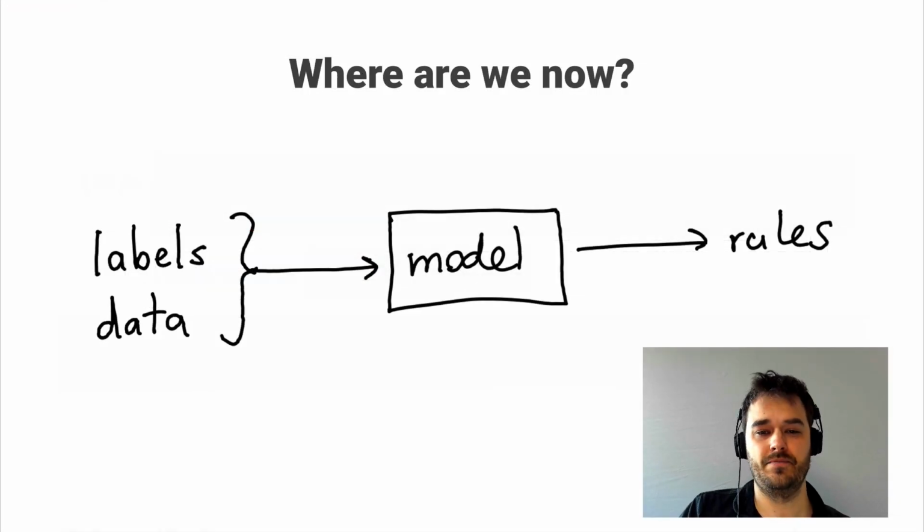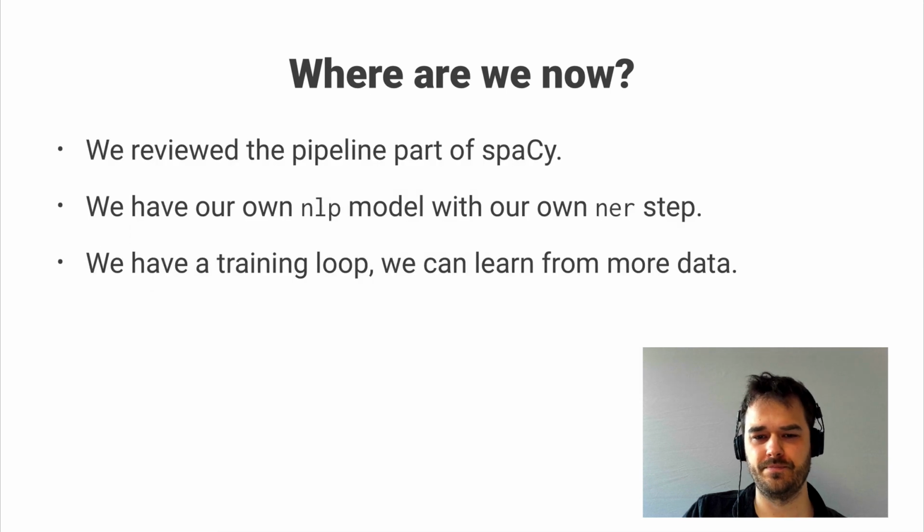So where are we now? Well, we did it. We took our labels and our data, and we created a model that now has internal rules that will allow us to make predictions. It's kind of hard to understand this model, and we've not really taken an effort to, so that is something that we still need to do. However, in this video, we reviewed the pipeline part of spaCy, and we now have our own NLP model with our own named entity recognition step. We've got a training loop, and we can learn from more data, so if we label some more, we'll be able to use the same code, which is also a nice feeling.